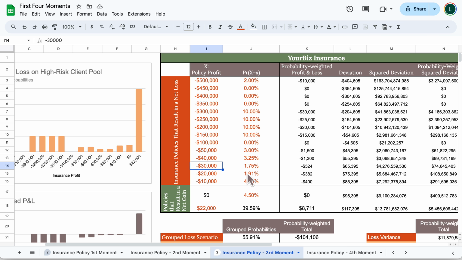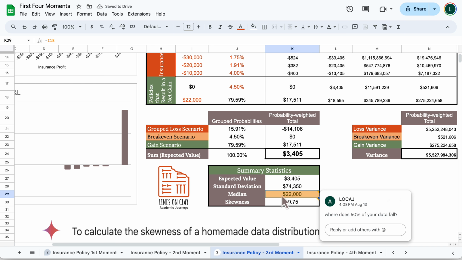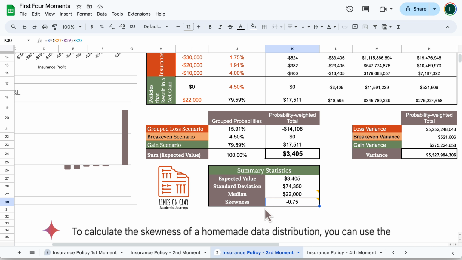That's basically how you would massage through your homemade distribution, your homemade scenario, and figure out what the median value is. You're going to put in that median. And then from there, you're going to calculate skew as 3 times the expected value minus the median value, all in parentheses, divided by the standard deviation. In this case, we have a negative skew of negative 0.75.